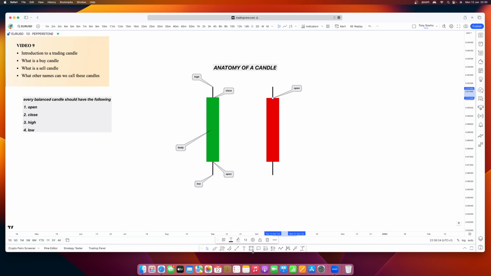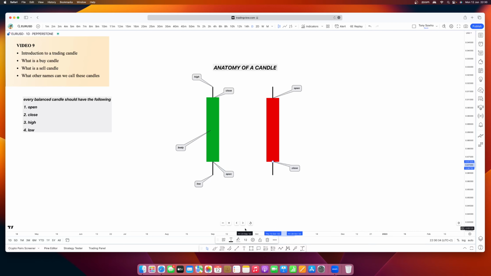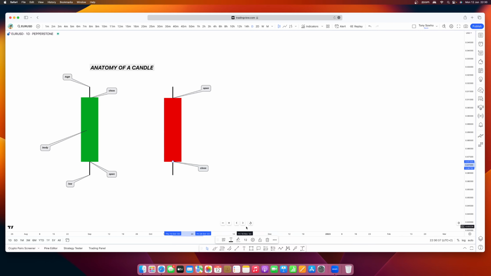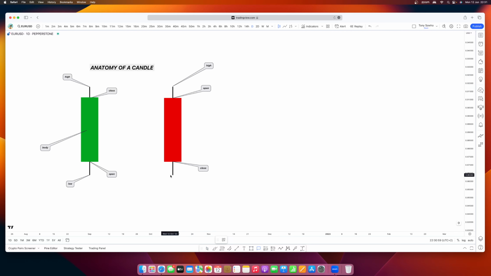And then the close is going to be below. Now the same thing, the high and the low are going to be the same. So we're going to have the same high. This area here is going to be the same high. And then this is going to be the same low.